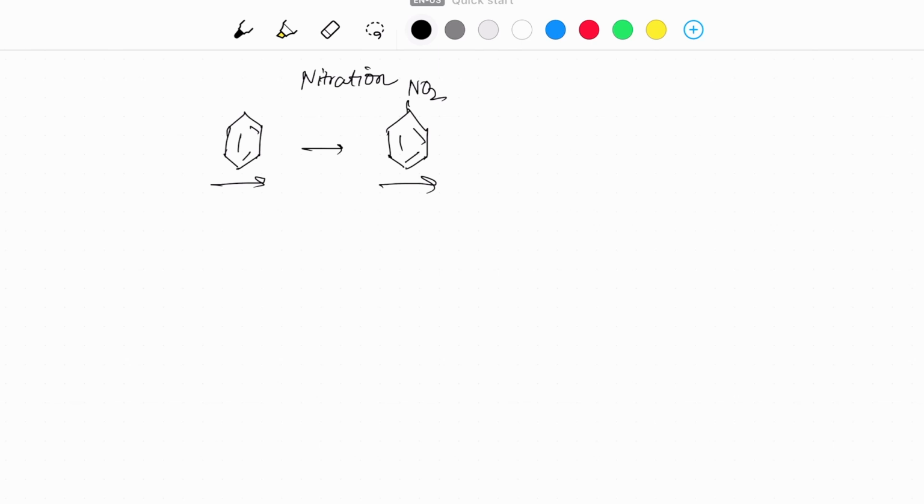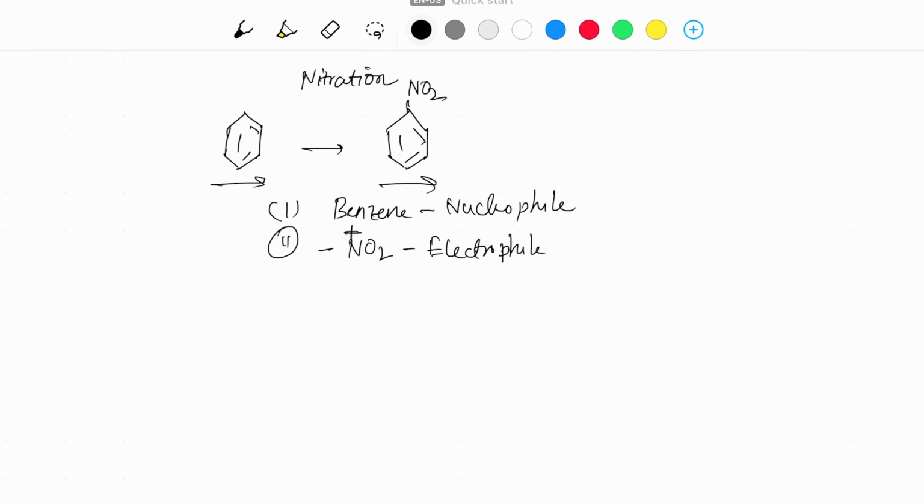Now, the two important things that you have to remember: benzene will be acting as our nucleophile here, and we have to somehow make a positively charged nitro group that will be acting as our electrophile. Because if we can make sure that we have a positive charge on this nitro group, which is much more electron deficient and more electrophilic, the possibility of benzene acting as a nucleophile will increase.